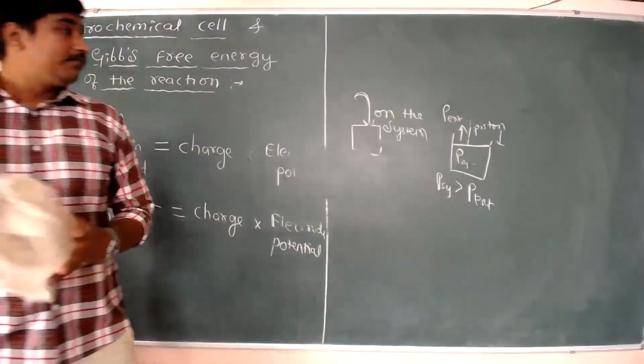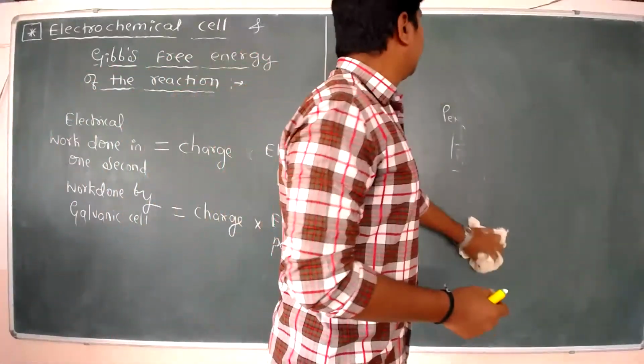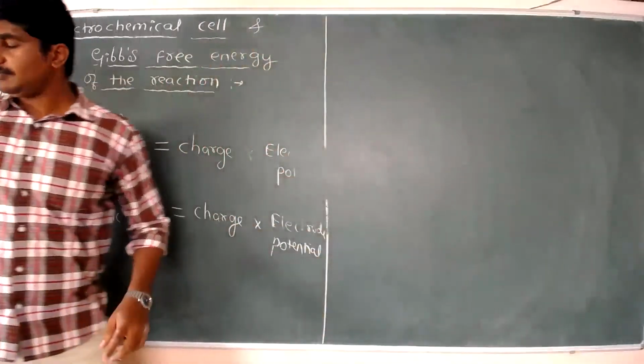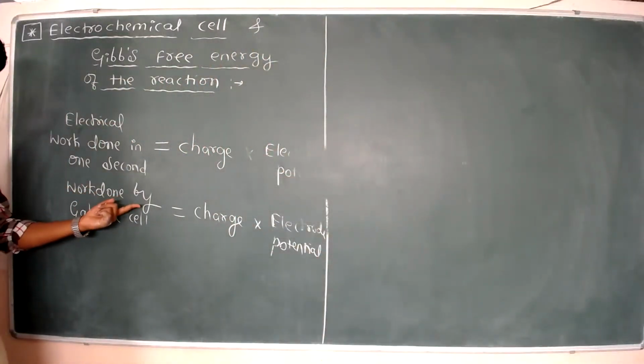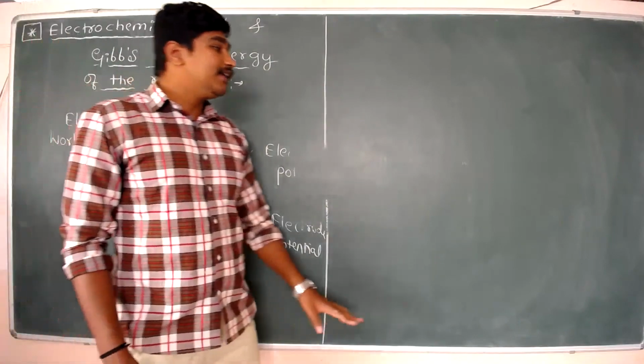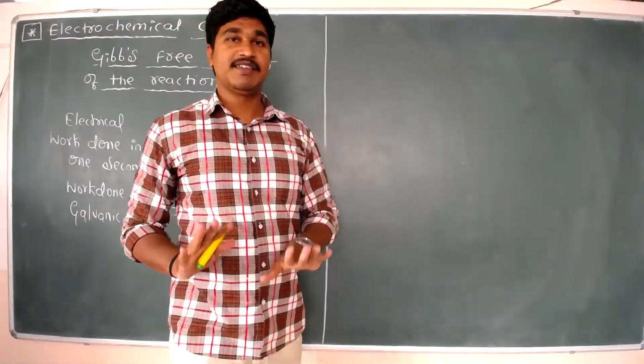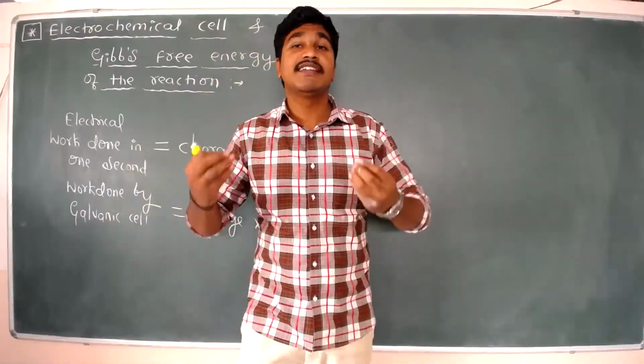In case of work done by the system, just read here, it is work done by the system. By the system means what? The system's energy is decreasing. When the system is doing work, its energy is decreasing.